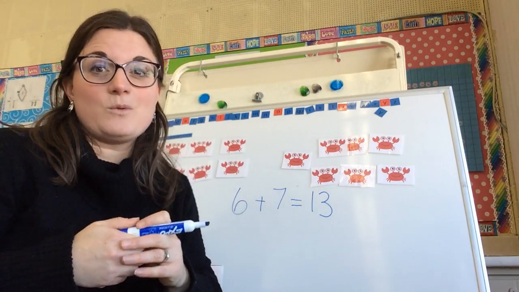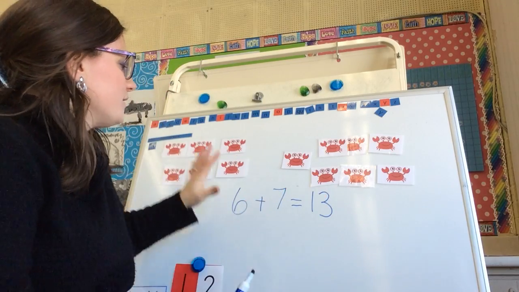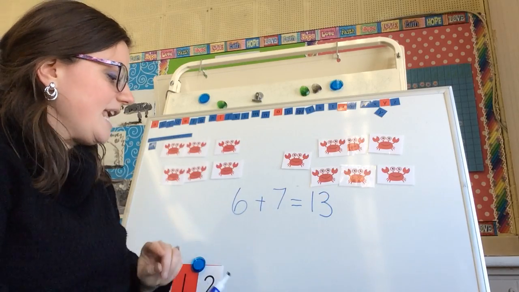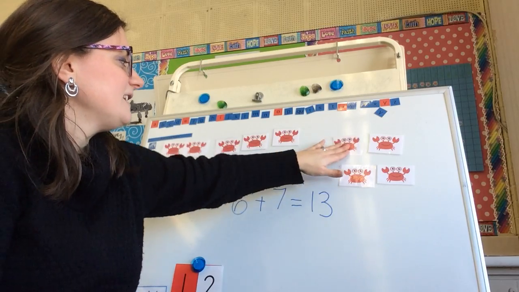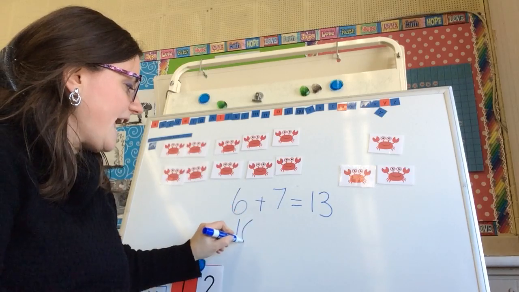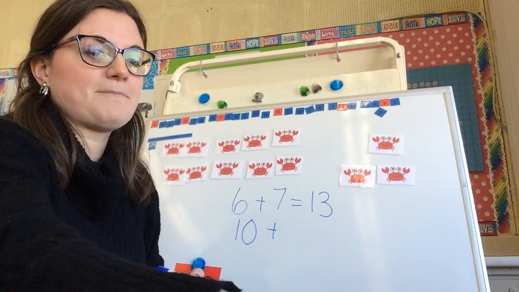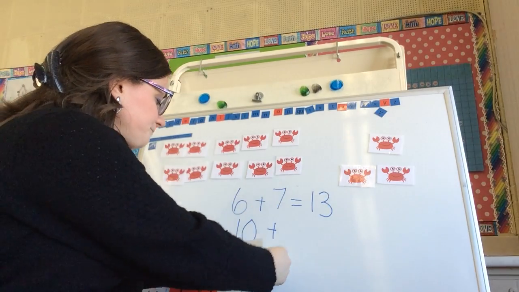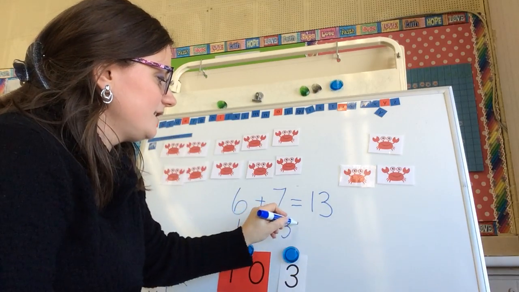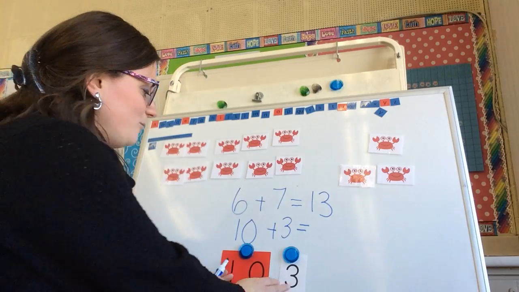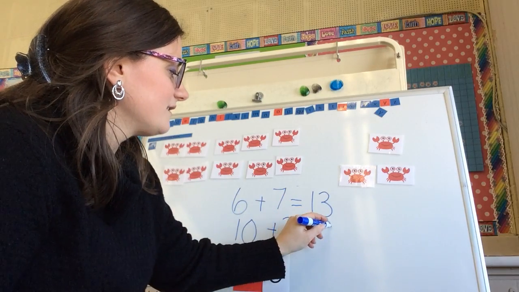Another great way when we're adding numbers together is to make 10 first. So if we have 6 here, let's make 10. 7, 8, 9, 10. So now we have 10 plus, and how many more crabs do we have left that we haven't added in yet? 3 more. So we have 10 plus 3. What does that equal? 10 plus 3. Well, let's put our number together. We get the number 13.